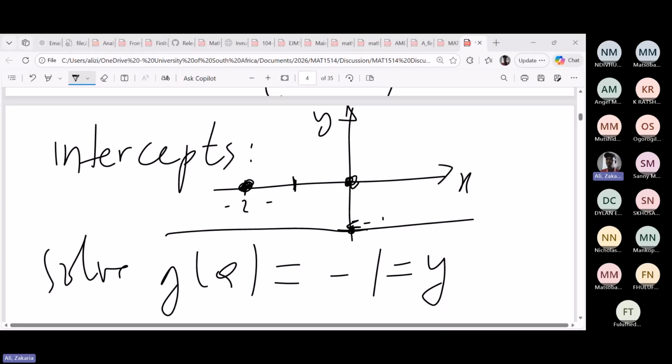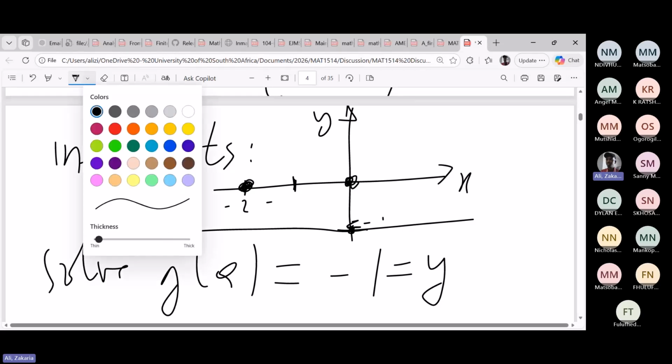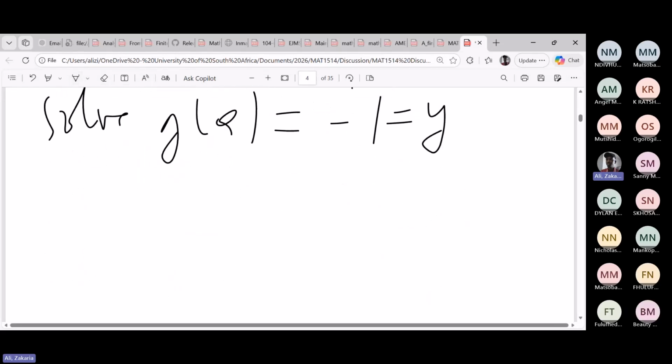Now, another way of figuring it out: you see the graph actually passes via this point. So you have two options. One way, you can solve it in this way: draw the graph of -1 and the graph of g of a.